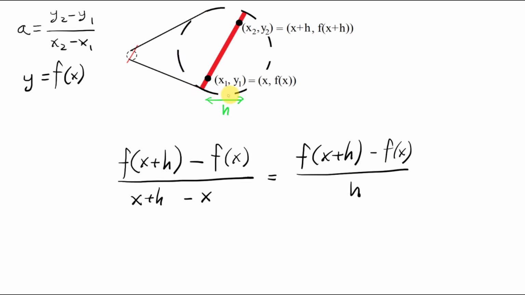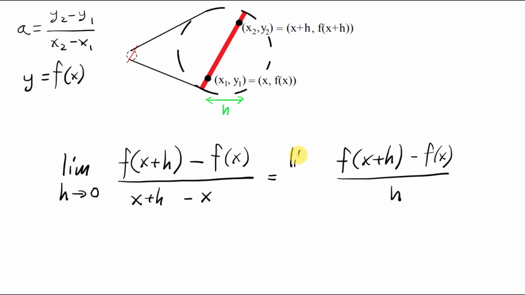Now we want to zoom in infinitely close. Otherwise our approximation of a straight line will not be perfect. So now we want to take the limit of this one when h goes to 0. So when this distance becomes smaller and smaller, that means that we are zooming in closer and closer. So we need to take the limit here. Then this is the local slope, and that is what we call the derivative.